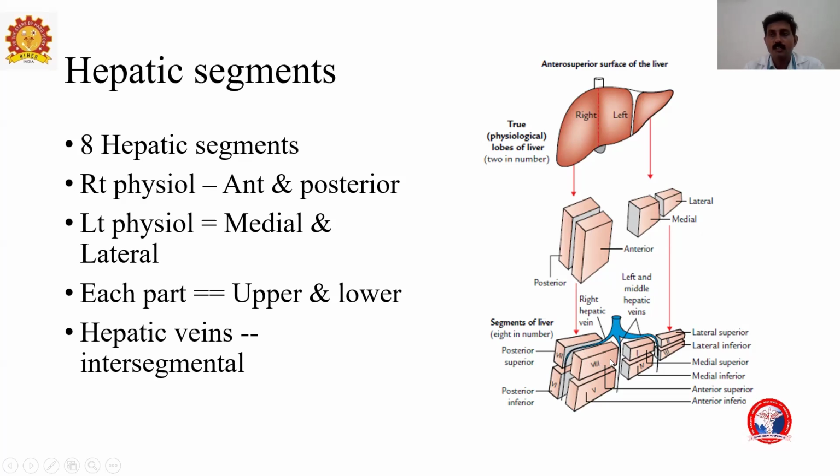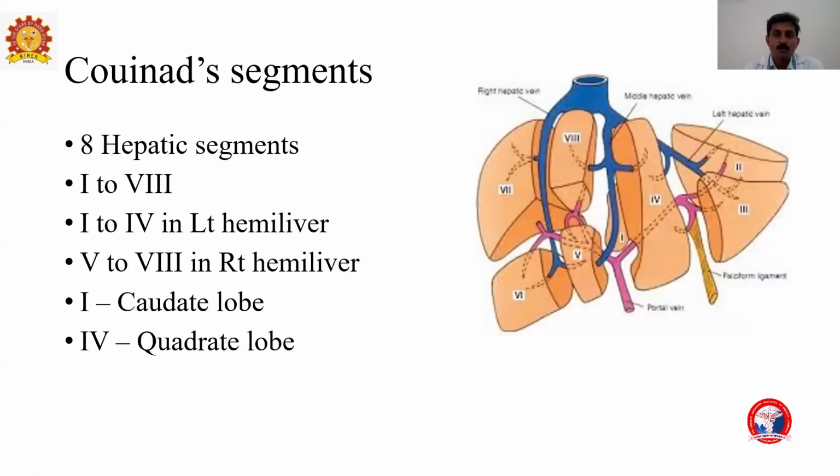So now we have 8 segments. They are termed 1 to 8. You can note down in this picture, the hepatic veins are intersegmental. That means between the segments, we have hepatic veins. Now, these segments were described by a scientist called Couinaud, so they are named after him. They are called Couinaud segments. How many segments are there? We have 8 hepatic segments.